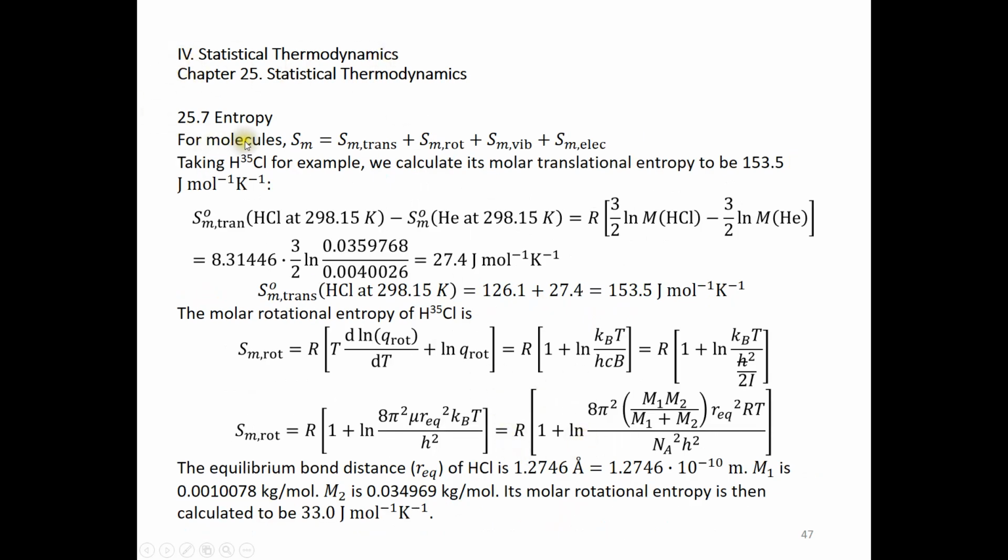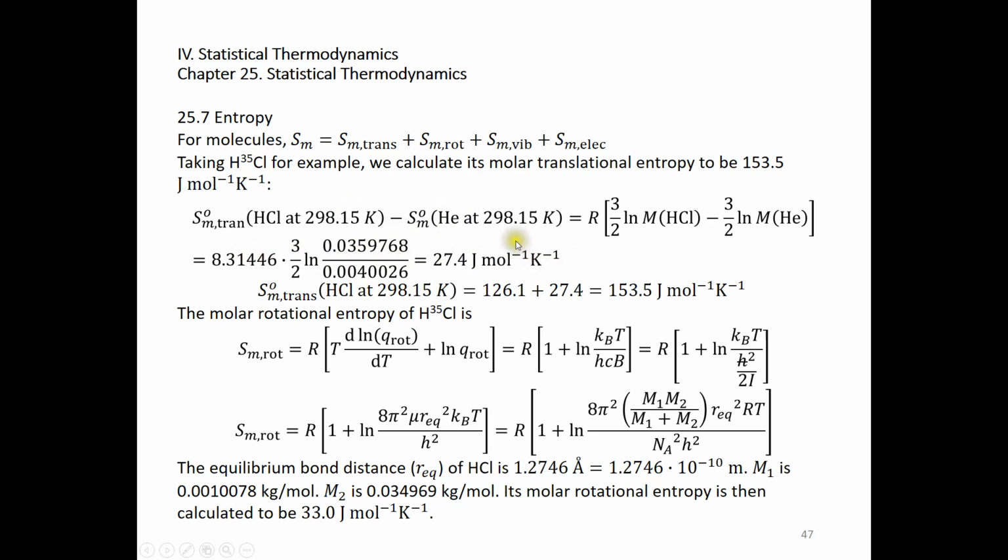Now let's look at some molecules. When we look at molecules, we have translational modes, rotational modes, vibrational modes, and electronic modes. This part is usually 0, but for completion, we still include these 4 terms here. Now let's look at HCl, for example. Let's say HCl-35. We can calculate its molar translational entropy. It's 153.5.